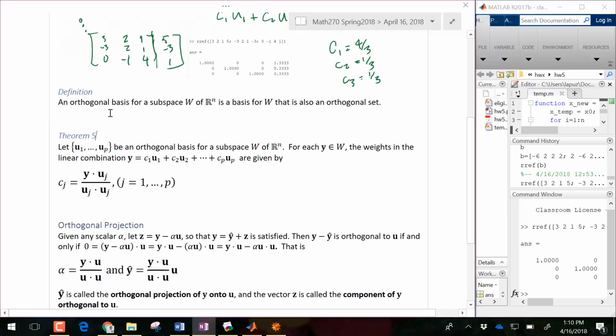All right. Definition. An orthogonal basis for a subspace W is a basis for W that's also orthogonal. Didn't we talk about this? This feels like deja vu. There's an essence of deja vu within the sentence already.